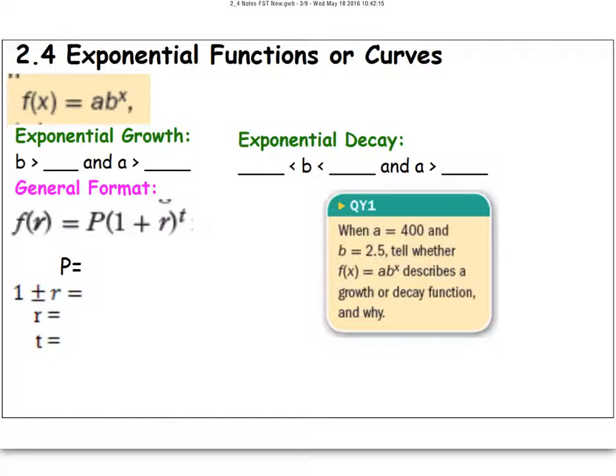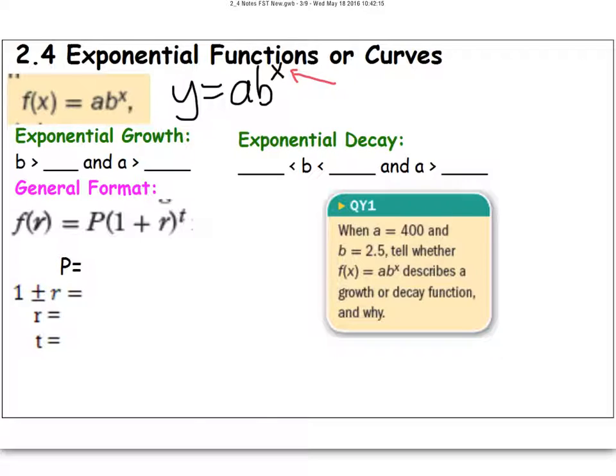So let's continue looking at this function notation. Again, it was y equals a b to the x power. We know again that this is an exponential function because the x variable is the exponent. That's what makes it exponential.